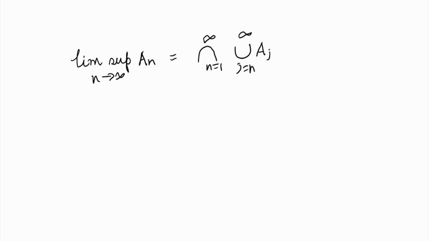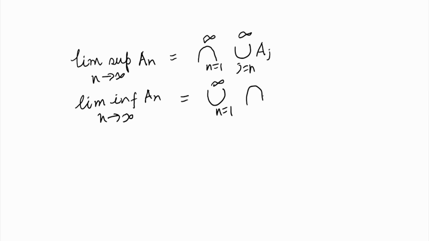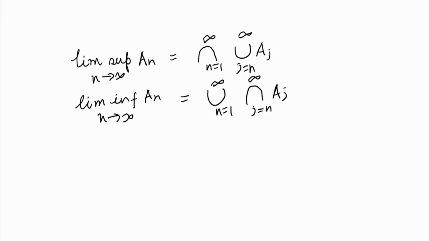Similarly, we define lim inf A_n as n tends to infinity, that is the union over n from 1 to infinity of the intersection A_j, j going from n to infinity. So, these two limits are generally not equal, and we have discussed that this lim inf of A_n is a subset of lim sup of A_n.